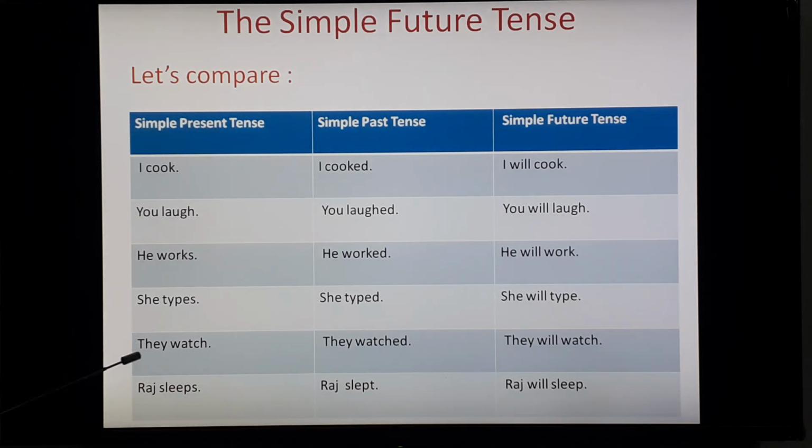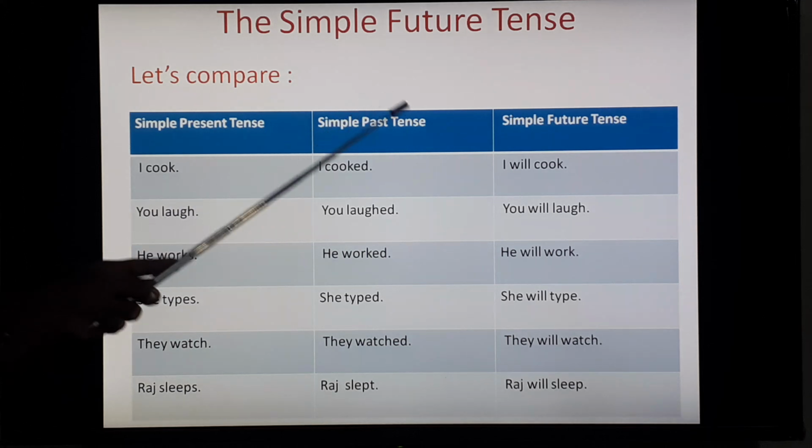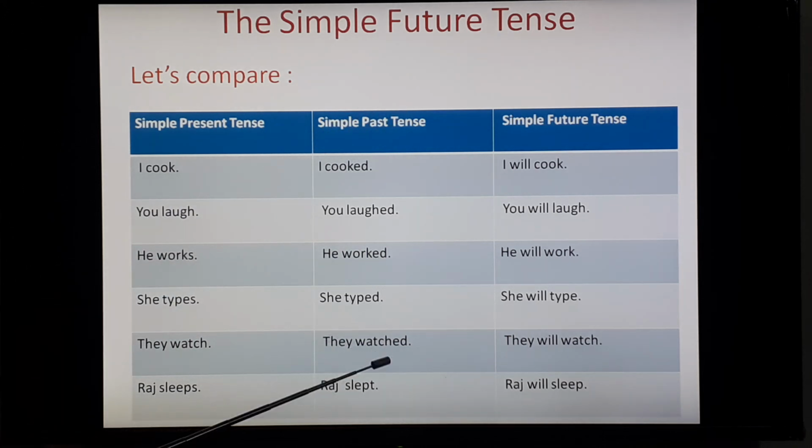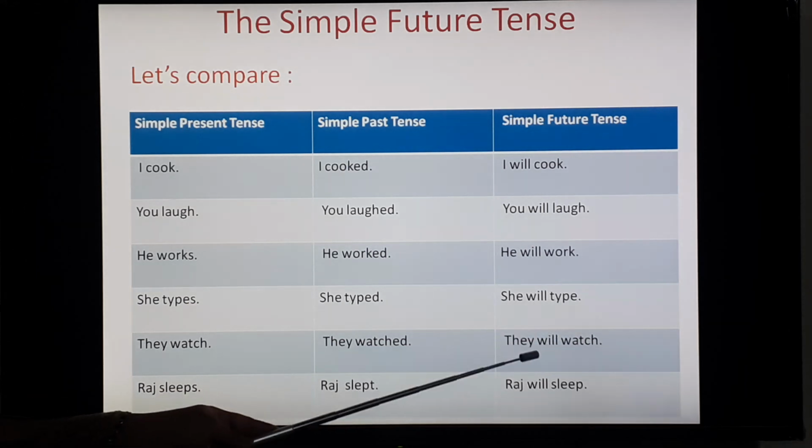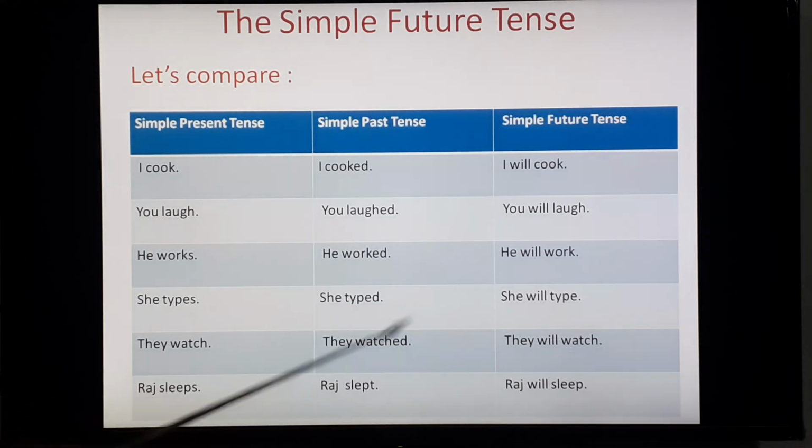Simple present tense, they watch. Watch, that is V1 form. Simple past tense, they watched, V2 form. Simple future tense, they will watch. Will auxiliary, watch, V1 form.